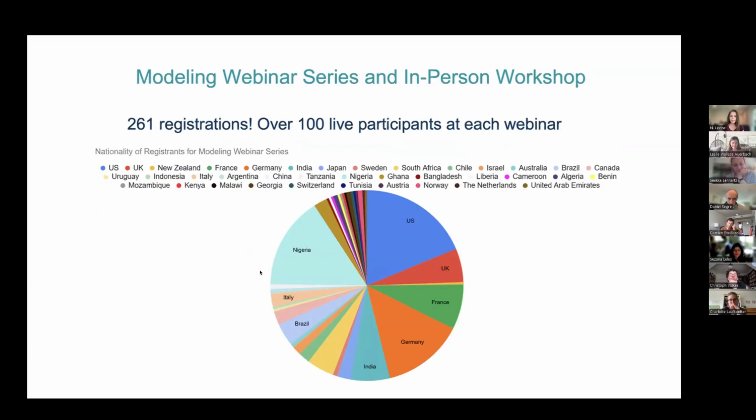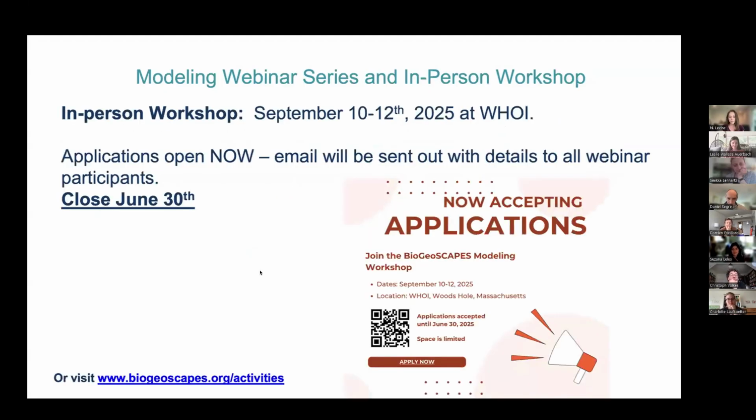The next phase will be an in-person workshop. Registration is going live as of now. It will be held in September in Woods Hole. You will get an email that will go out to the list of people registered for the webinar, and you can also find the application on the BioGeoScapes website or this QR code here. It will be open for about a month, closing on June 30th.